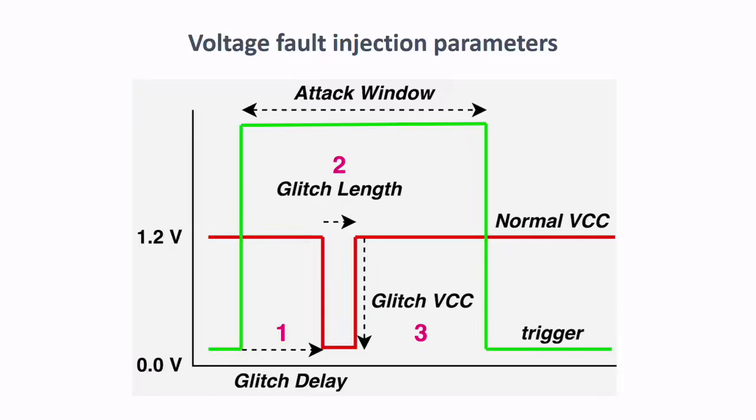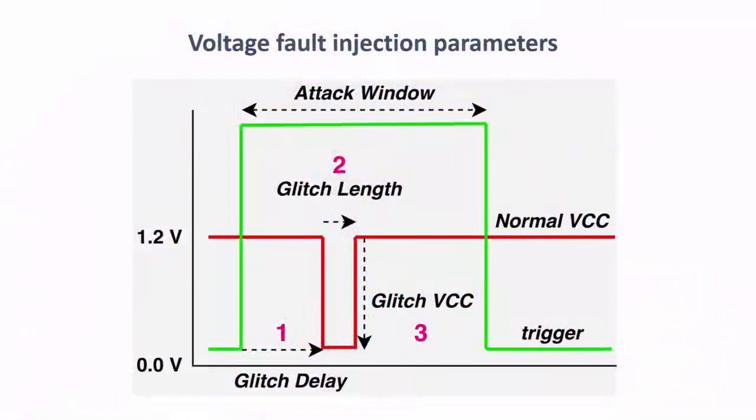The first parameter we have to take care of is the time we wait between the moment the trigger signal goes up and we inject the glitch. That's the glitch delay. We want to randomize this within the window, because we do not know exactly where that operation is happening. We only know that it's between the two green edges. Then we need to figure out how long the glitch will be. That's the glitch length, parameter 2. And then we need to figure out the amplitude of the glitch. That is parameter 3.